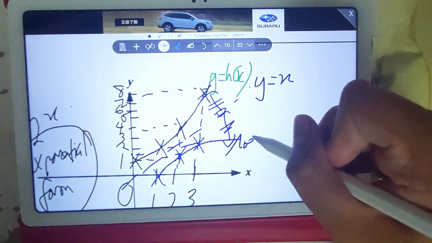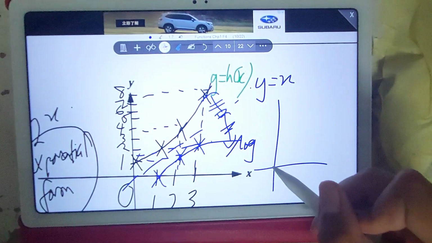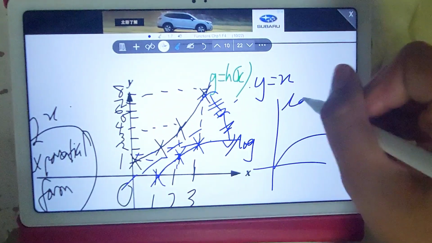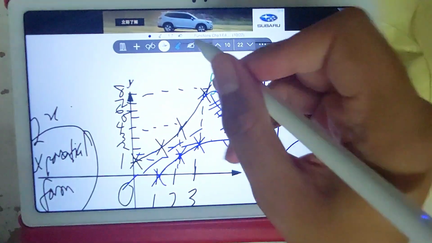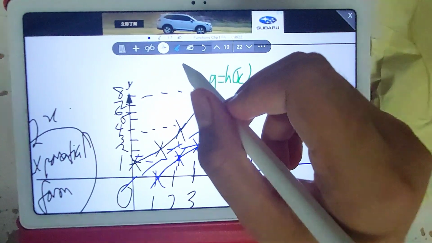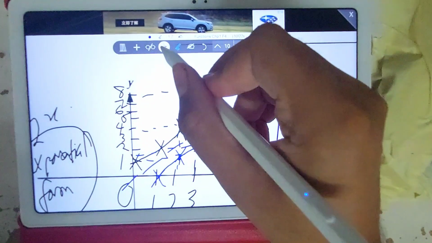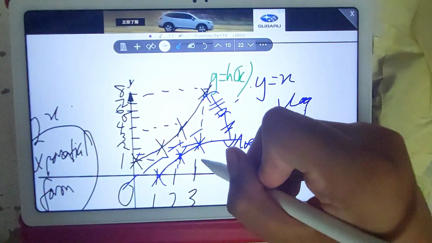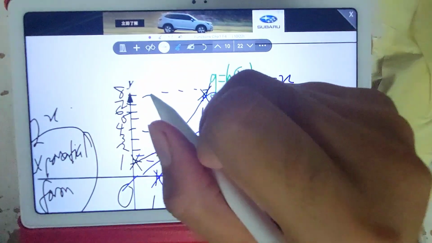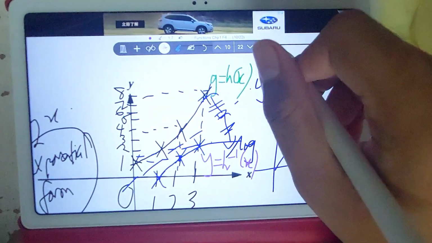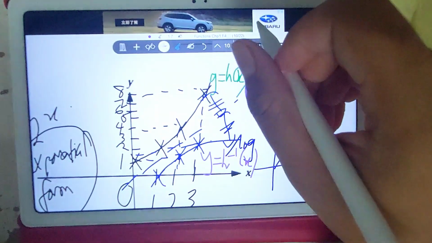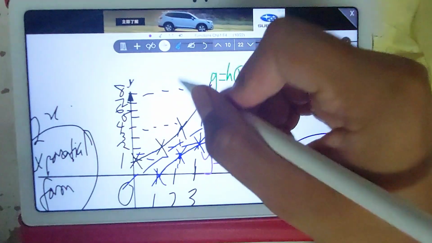A log graph has a typical shape like this. It will curve like this when you have a log in your equation. So that's what log does to your graph shape. So this is how you sketch the whole thing out. Don't forget to label it as well: y is h inverse x. This line is optional. If you want to show it, you can, but it's not as emphasized in the marking scheme.